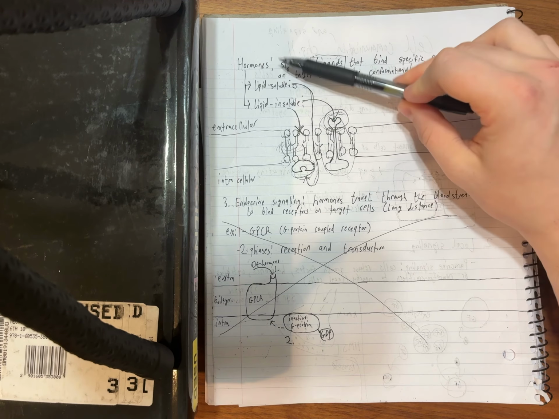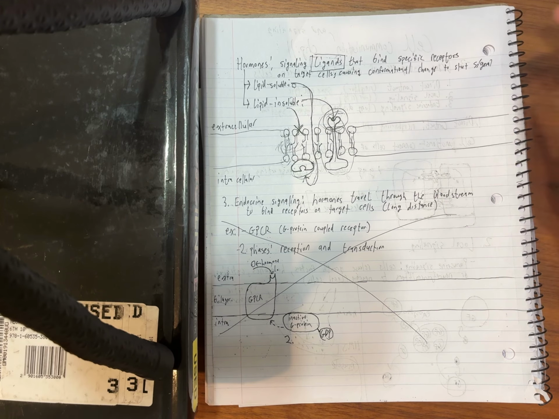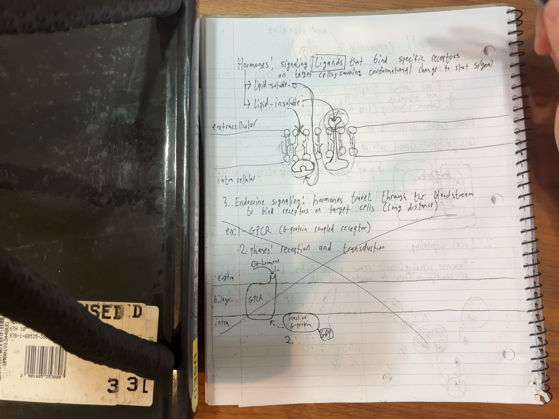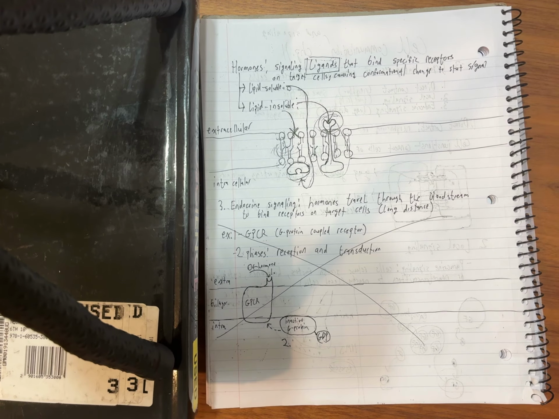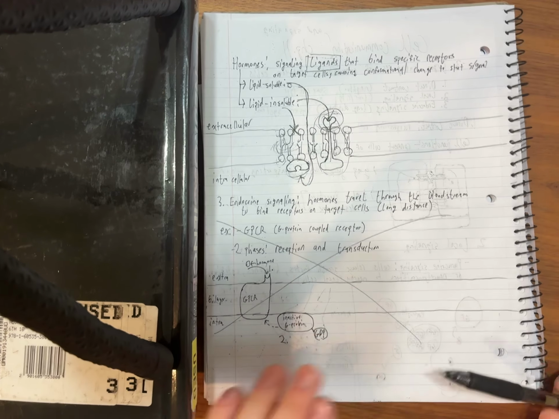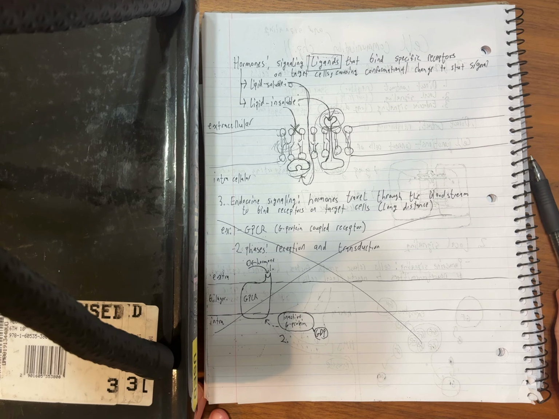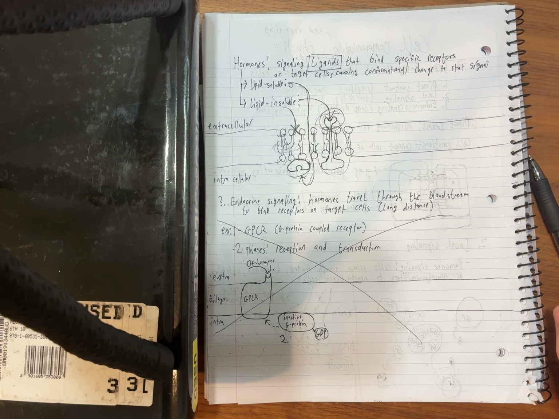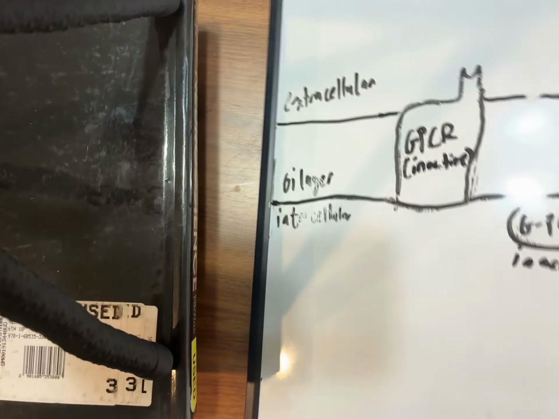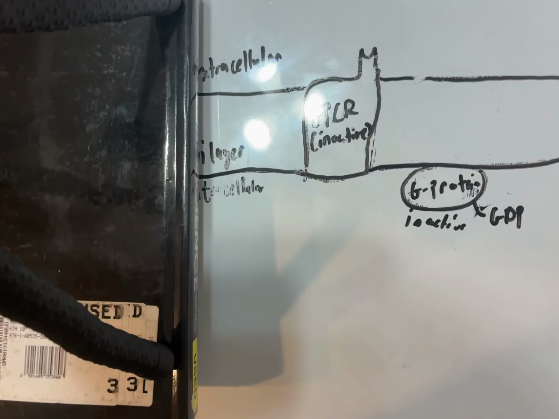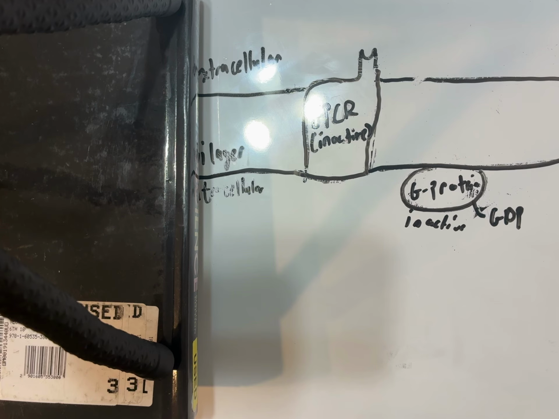So those are hormones. That's a super important word to know. They're going to be really important, and we'll go over a couple specific hormones. You don't need to know many, though. So I was going to try to draw out the G protein coupled receptor, but I think this is more of a whiteboard situation. So let me switch out what we're doing here.